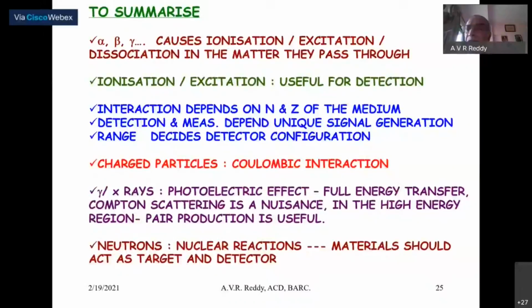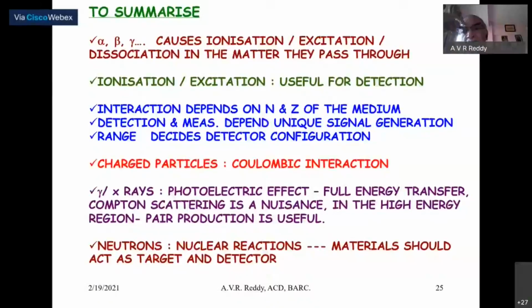Detection and measurement depend on unique signal generation. The range of the radiation in the matter decides the detector configuration. Charged particles interact by Coulombic interaction, whereas interaction of gamma rays, X-rays, and neutrons, which do not have charge, is a two-step process. First, they have to be absorbed and transfer the energy. The second is subsequently producing a charged particle, for example an electron in the case of photons, and charged particles in the case of neutrons, which act as the agents for detection.